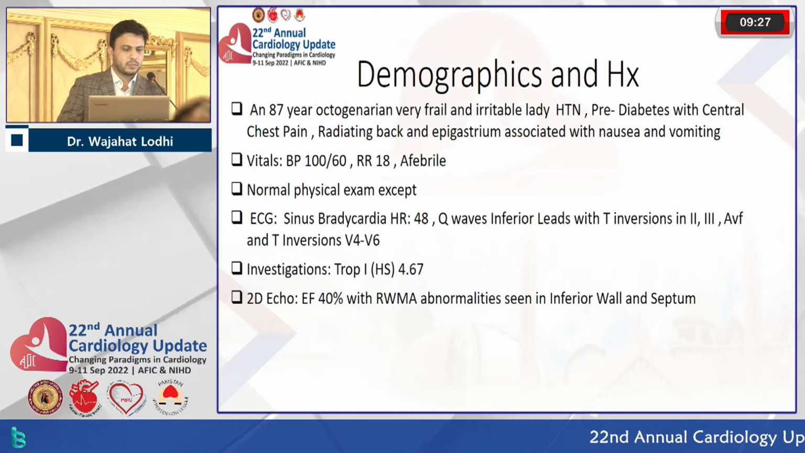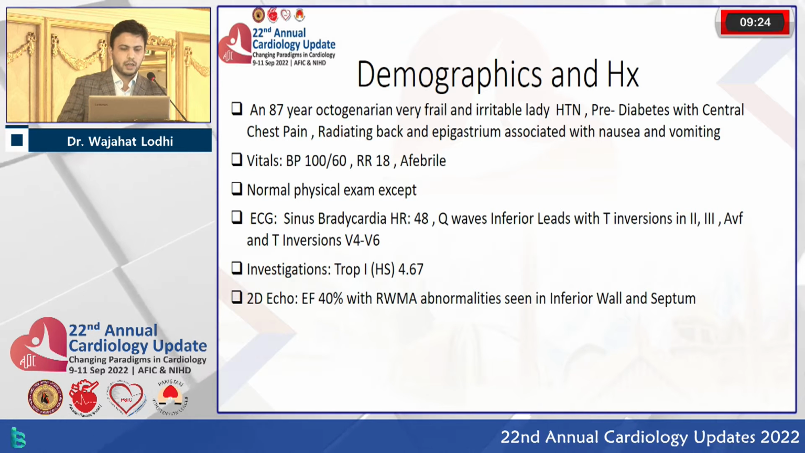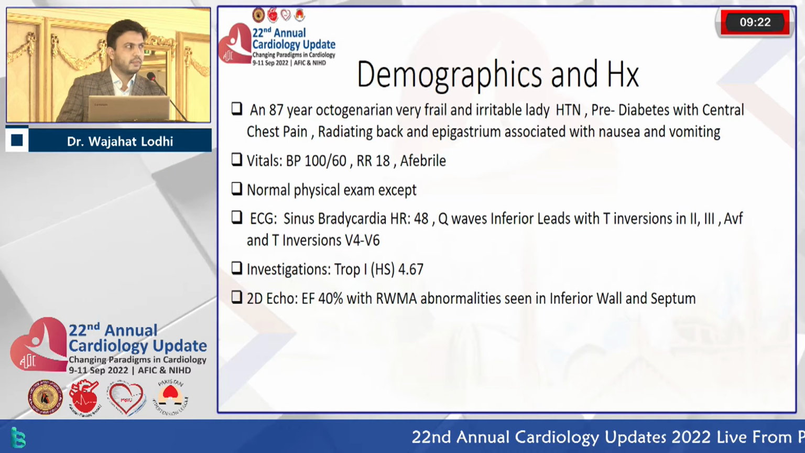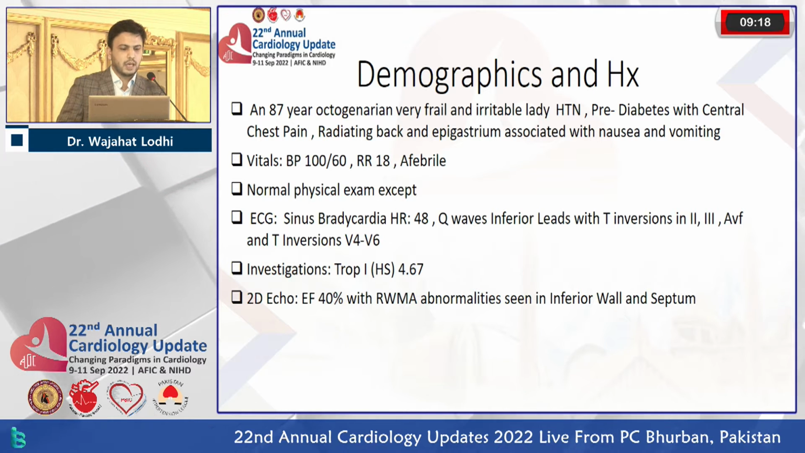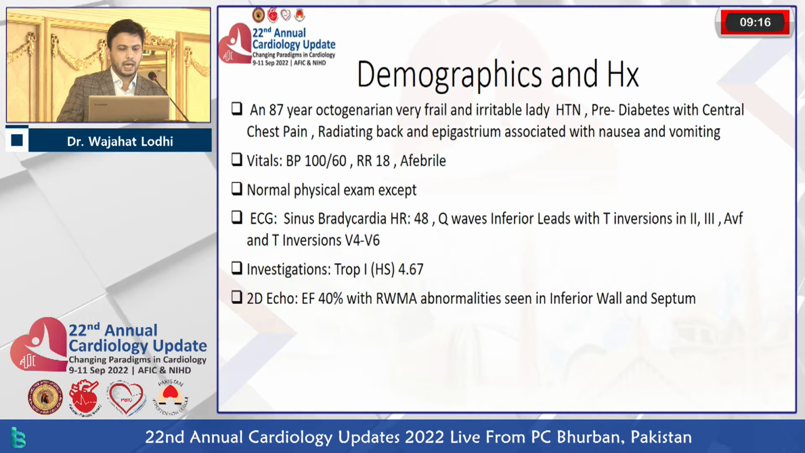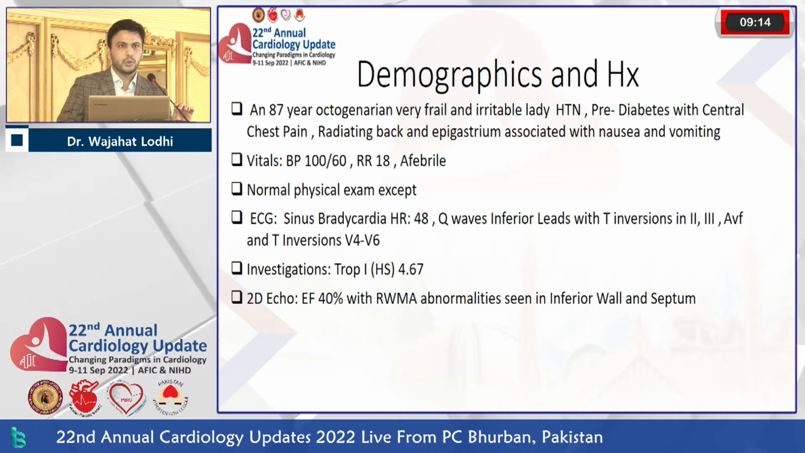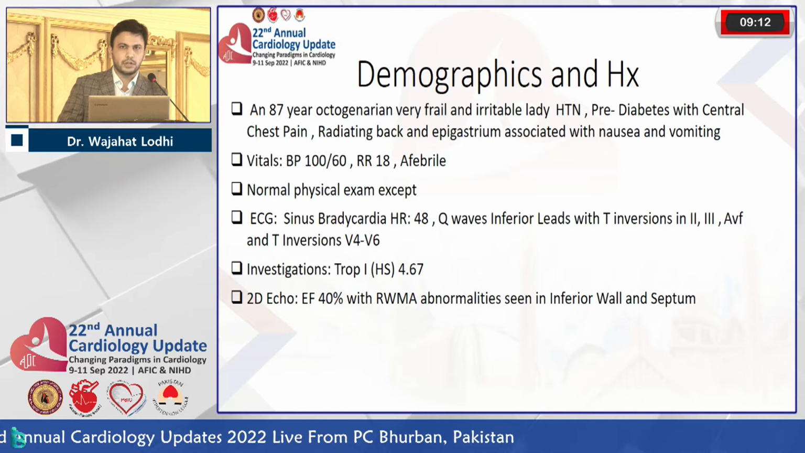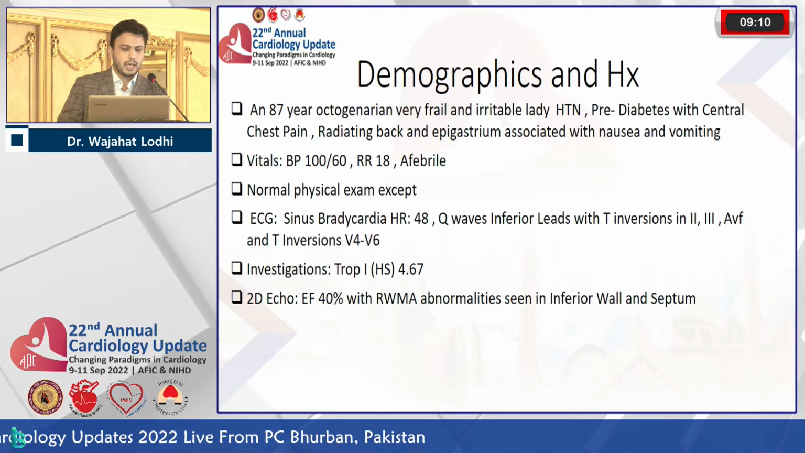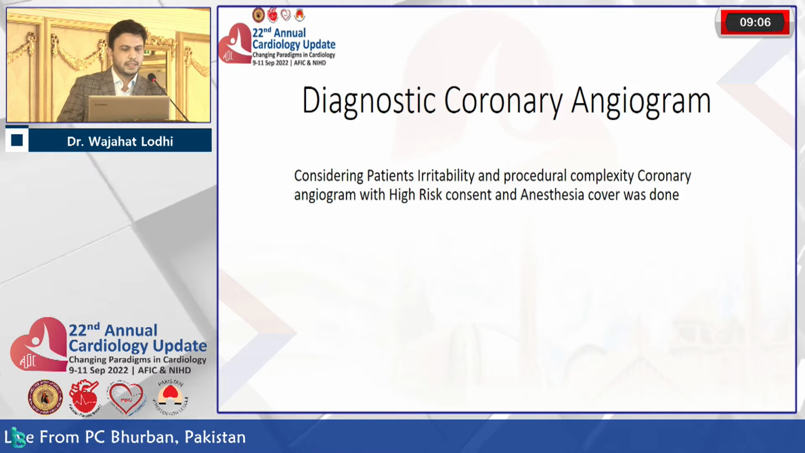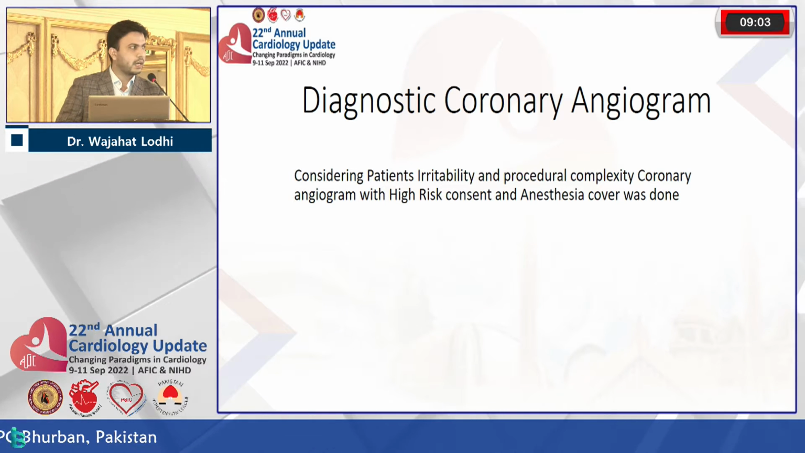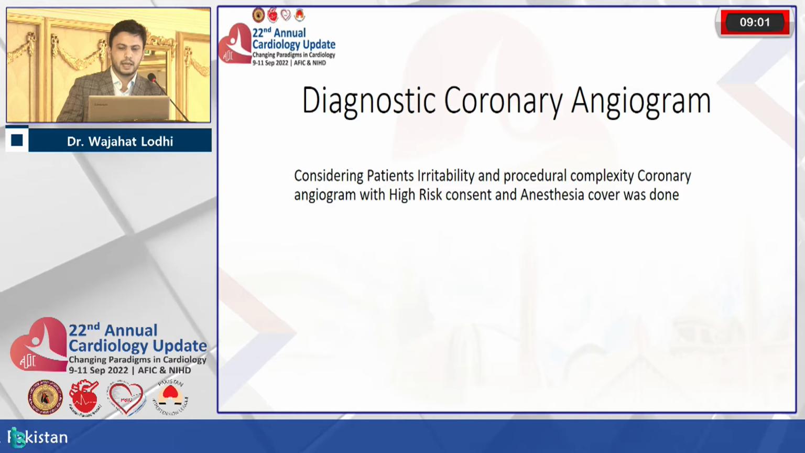ECG showed sinus bradycardia with a heart rate of 48, Q waves in the inferior leads with T wave inversions in 2, 3, aVF, and T waves in V4 to V6. Investigations were positive for troponin I, which was 4.67. A 2D echo showed an EF of 40% with regional wall motion abnormalities in the inferior wall and the septum.